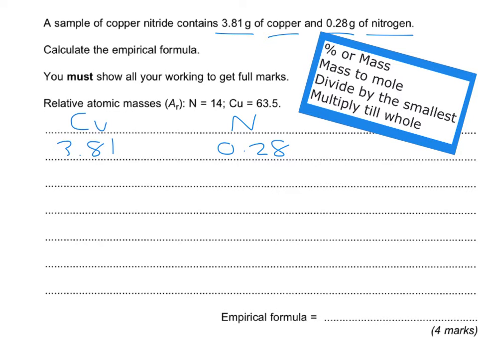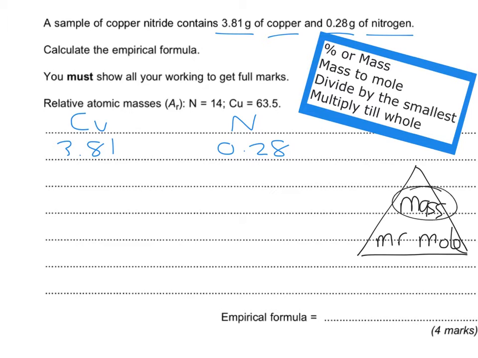And don't forget, from our little triangle, mass, Mr, mole, to work out the number of moles, it's mass over Mr. Well, in this case, we haven't been given the Mr, we've been given the Ar. So mass divided by Ar, in this case, will give us the number of moles. So from the question, we've been given this bit of information here. Or if it's not in the question in your exam, it will be on your periodic table.